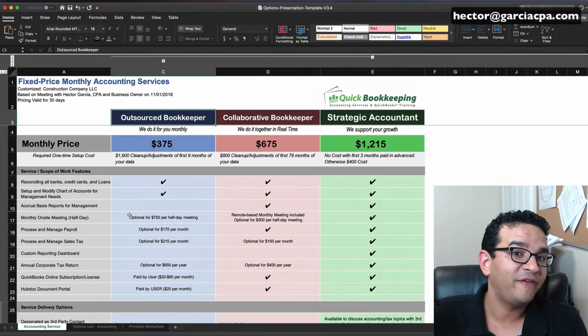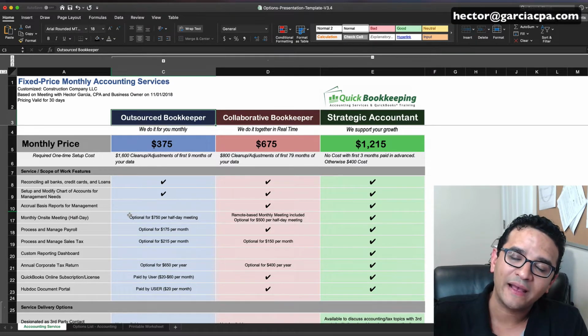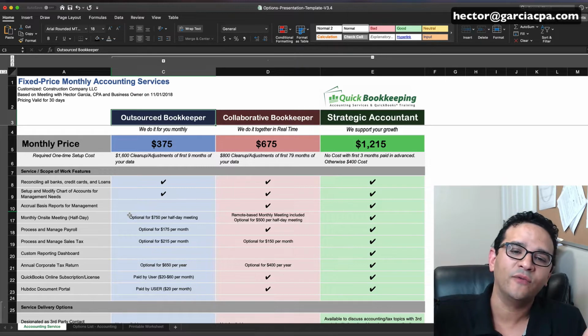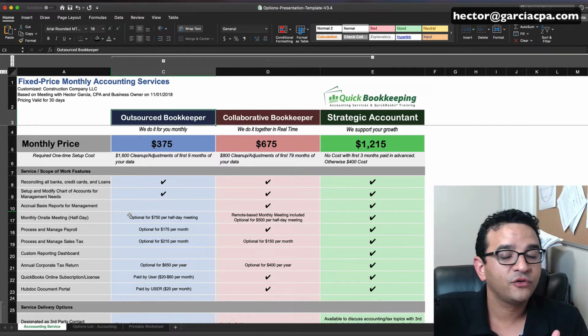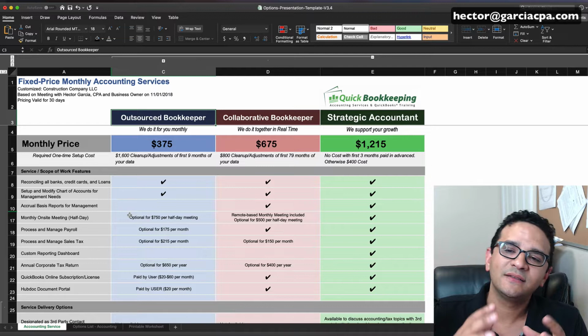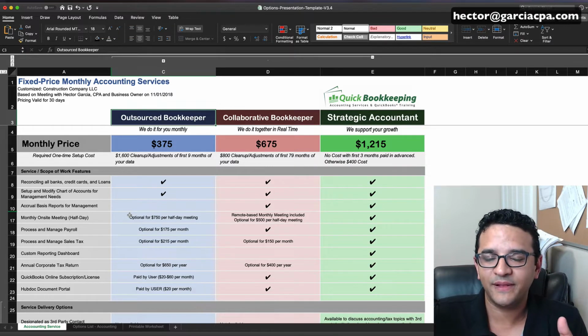I offer fixed rate services to my clients, not hourly rate services. And one of the tools that I use to do that is this spreadsheet. Okay, this is my template spreadsheet.